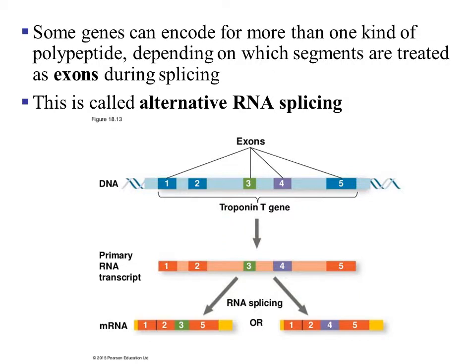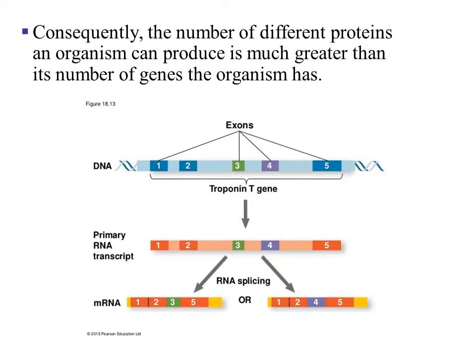The one on the left is going to produce a protein, and the one on the right is going to produce a different protein. Note that the one on the left does not have exon number 4, and the one on the right does not have exon number 3. So they're going to produce two separate types of proteins just by splicing and rearranging the order. This is referred to as alternative RNA splicing. Consequently, the number of different proteins an organism can produce is much greater than the number of genes the organism has. So this is one gene, but it can produce two types of proteins.